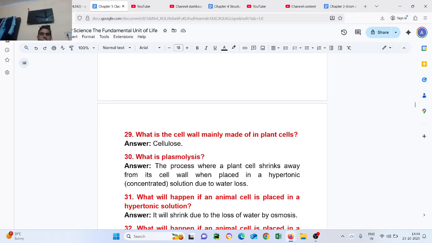Question number 29. What is the cell wall mainly made up of in plant cells? Cellulose.